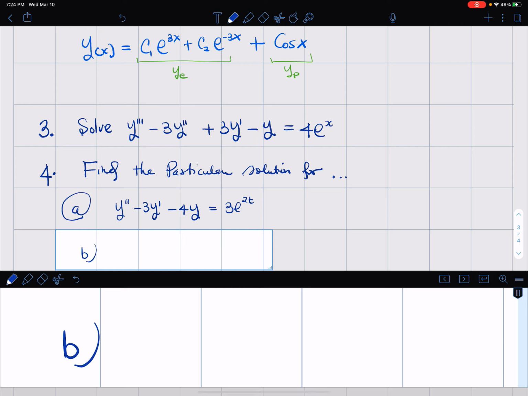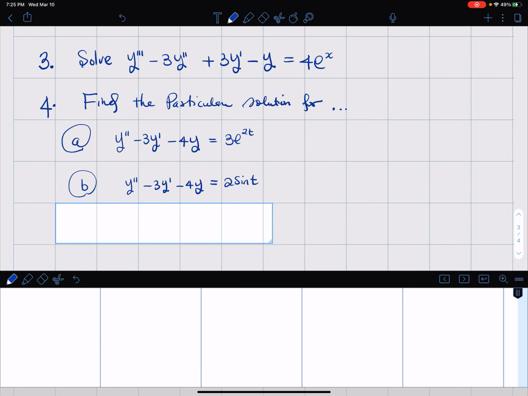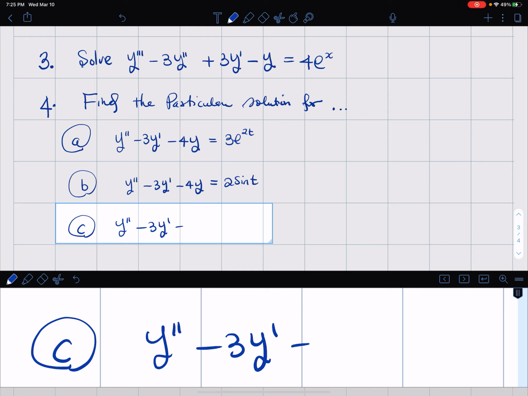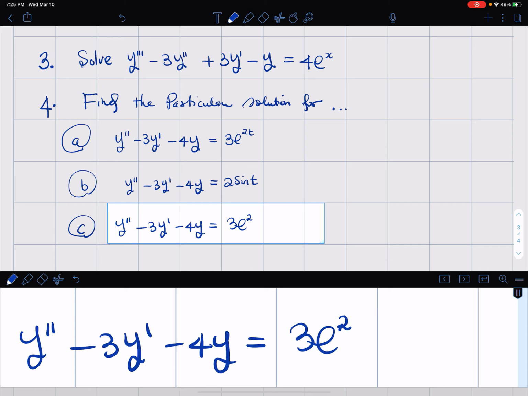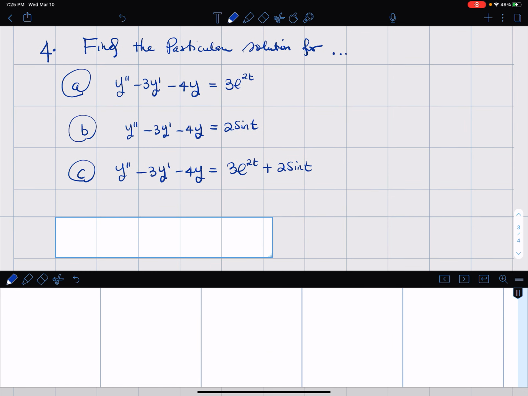And then B: y double prime minus 3y prime minus 4y is equal to 2 sine t. And then C: y double prime minus 3y prime minus 4y is equal to 3e^(2t) plus 2 sine t.